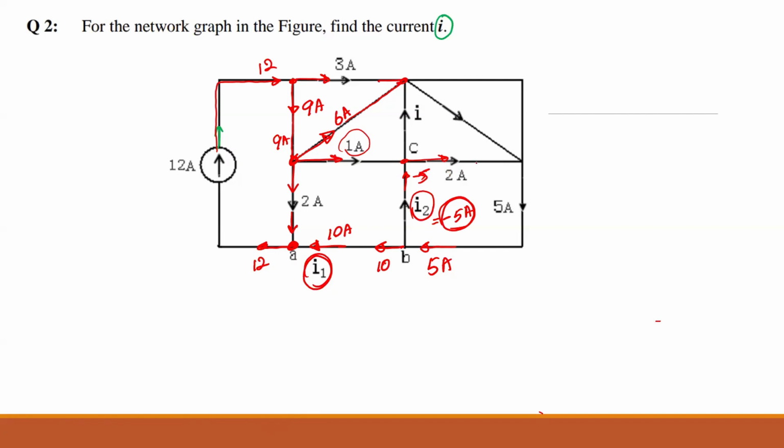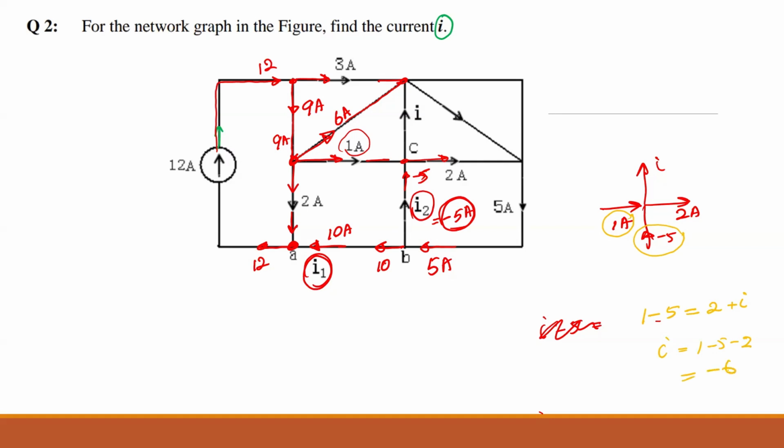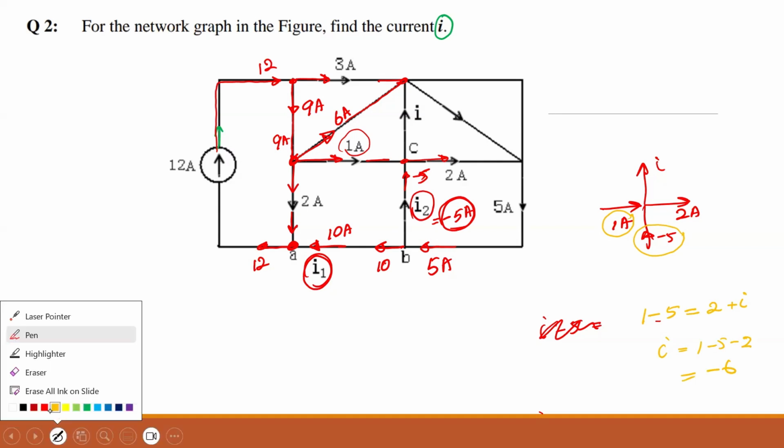2 goes to the right, and this is 1. So you have 1 here, and you have 2 here, and you have -5 here. What should be this I? I minus 5 should equal... so what are the currents coming in? 1 minus 5 is equal to 2 plus I. So I is equal to 1 minus 5 minus 2, which is equal to -6. Agree? That's what I got, yeah. Okay, it is -6.